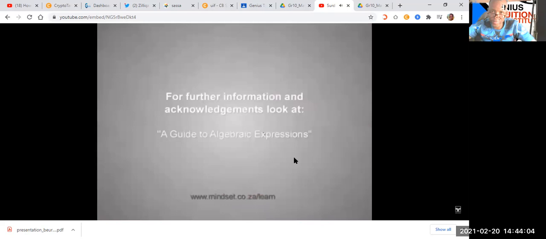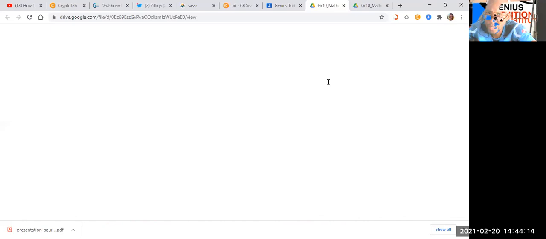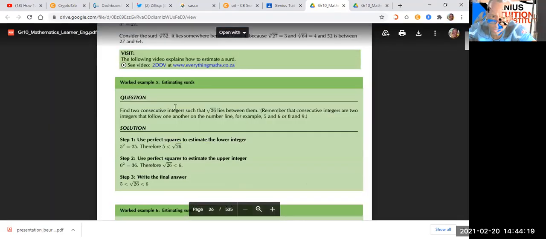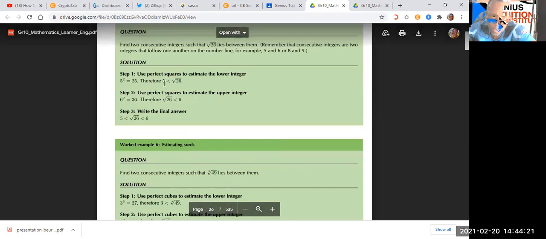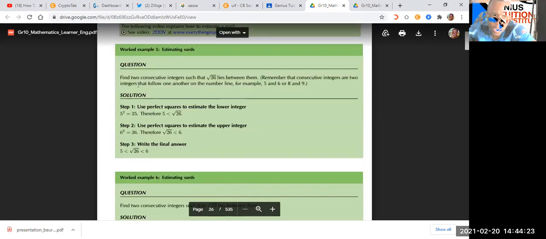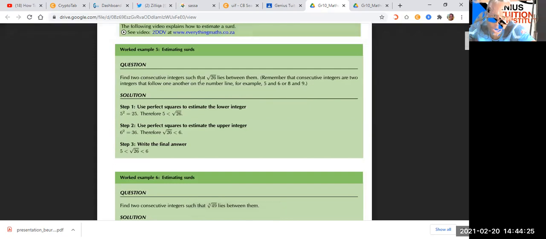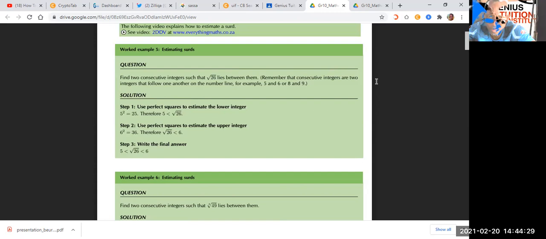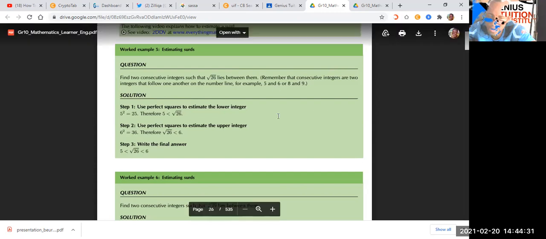Now, this is how you should do it, guys. What we need to do now is get back to our book. This was just an example. You will get a question: find two consecutive integers such that this lies between them. Now, that is exactly what you are going to do.